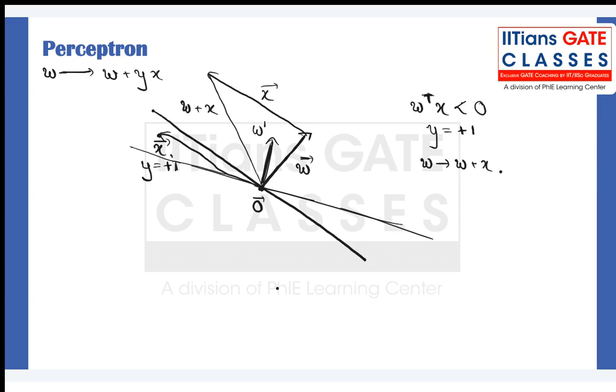And now if you see carefully, your point X lies above the hyperplane. So next time you can see that the point is actually classified correctly. Because your W prime transpose X will be greater than 0. And that is what you want as well. So that is how it works.